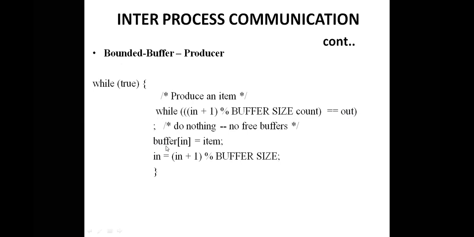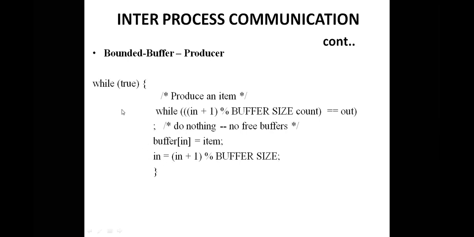What we will do? Buffer of in. What is the in value? 0. Buffer of 0 equal to item. That means in the first place we keep the item in the buffer. After that, we'll increment the value: in equal to in plus 1 modulo division buffer size. The in value is 0, so 0 plus 1 means 1. 1 modulo division 10 means 1. Now in holds 1.